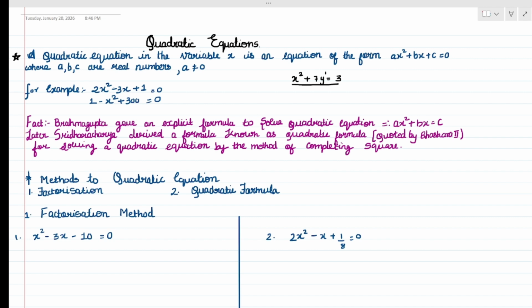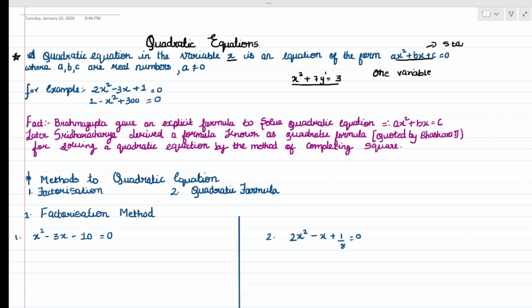Okay. Now for this chapter, we are going to learn about a quadratic equation in the variable x only. In this chapter, we are limiting ourselves to the variable x. That means we are using only one variable, not more than one variable. It is an equation which is in the standard form. This is the standard form of writing any quadratic equation.